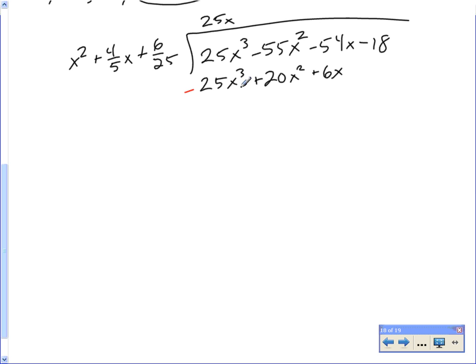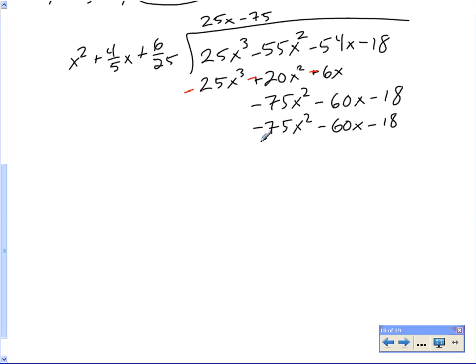Then we're subtracting all these. These cancel. This turns into negative 75x squared. This turns into negative 60x. Then I bring the 18 down. Now I need to multiply by negative 75, so that gives me negative 75x squared. This is 5 times 5 times 3, so the 5 will cancel, leaving 15. 4 times 15 is 60. Here, this is 25 times 3, so the 25 will cancel, leave 3, so I get 18.